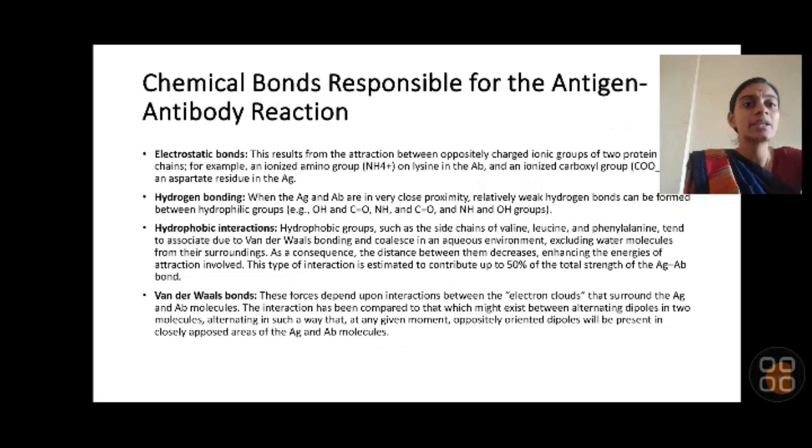Many chemical bonds are responsible for the antigen and antibody interactions. Those chemical bonds are electrostatic bonds, hydrogen bonds, hydrophobic interactions, and van der Waals bonds, as we have discussed earlier.